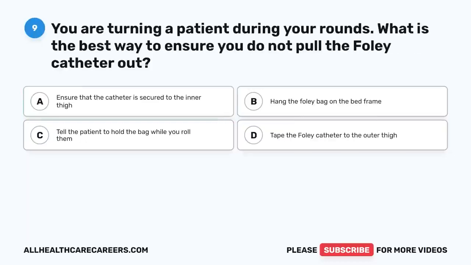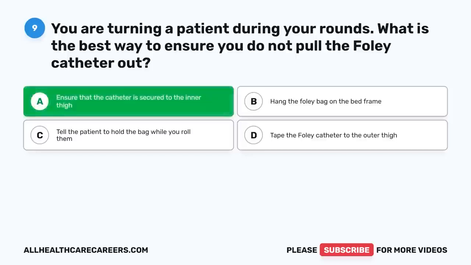Question 9. You are turning a patient during your rounds. What is the best way to ensure you do not pull the Foley catheter out? A. Ensure that the catheter is secured to the inner thigh. B. Hang the Foley bag on the bed frame. C. Tell the patient to hold the bag while you roll them. D. Tape the Foley catheter to the outer thigh. The correct answer is A.